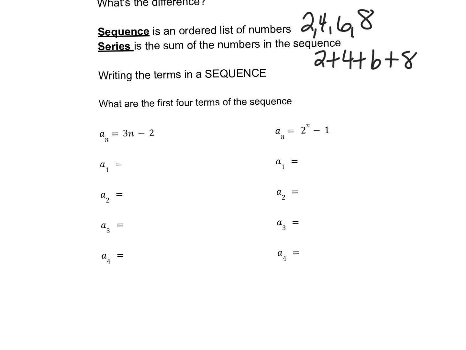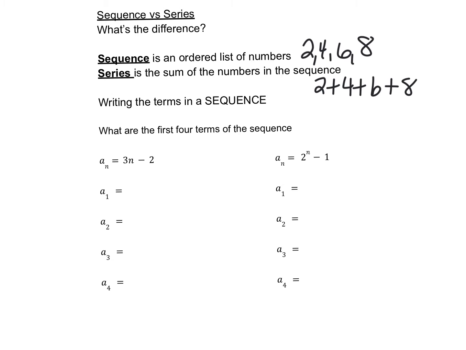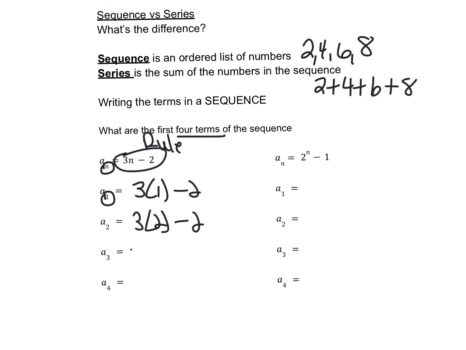We're going to start with something pretty simple. We're going to write out the first 4 terms of our sequence, and here's our rule that we're going to use to write our sequence. So we've got 3n minus 2. Well, a sub n is 3n minus 2, which means a sub 1 is going to be 3 times 1 minus 2. A sub 2 is going to be 3 times 2 minus 2. Then 3 times 3 minus 2, and 3 times 4 minus 2 for our first 4 terms. And then we just evaluate using the order of operations.